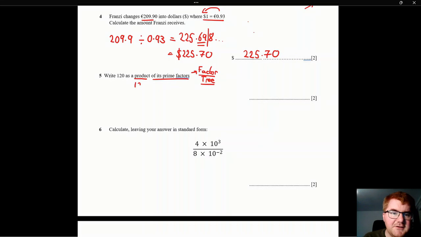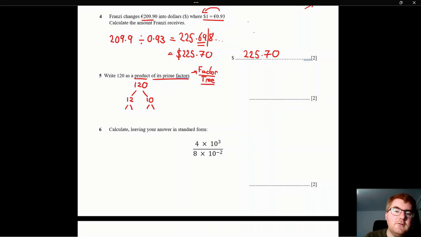Now, what is a factor tree? So we have 120. We want to split this into smaller and smaller numbers until we get some prime numbers at the end. What do I mean by this? Well, 120 is the same as 12 times 10. Notice I'm multiplying these numbers to get the number above. And now we can split these again.